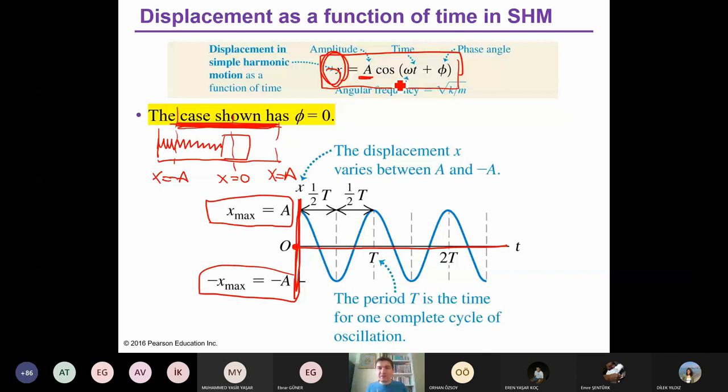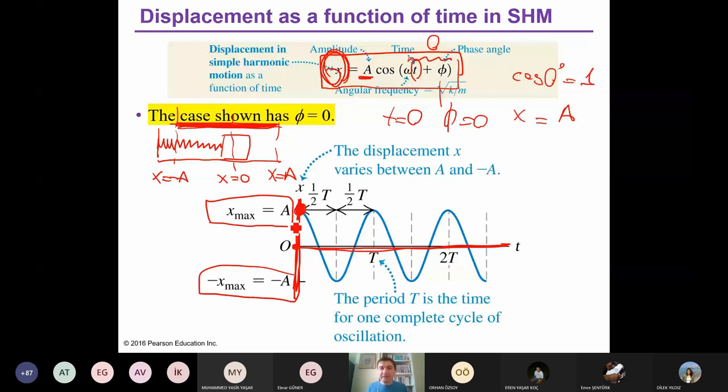Okay, so what do you see here? When the time is zero, cosine zero is one, right? Just consider that at the beginning, phi angle is zero and time is zero. If the time is zero and phi is zero, then we have cosine zero, which is one. Then x will be equal to A. Okay, so what do you see here? Look at the graph. x is equal to A.